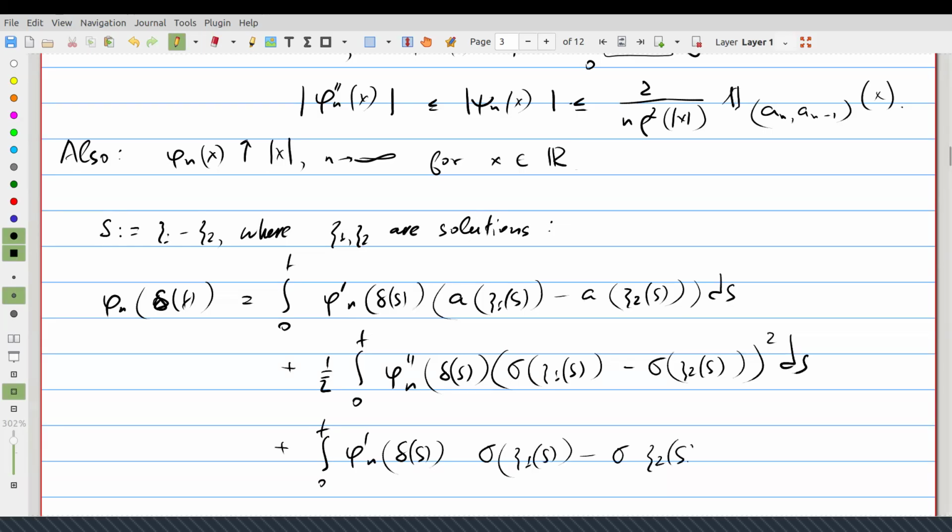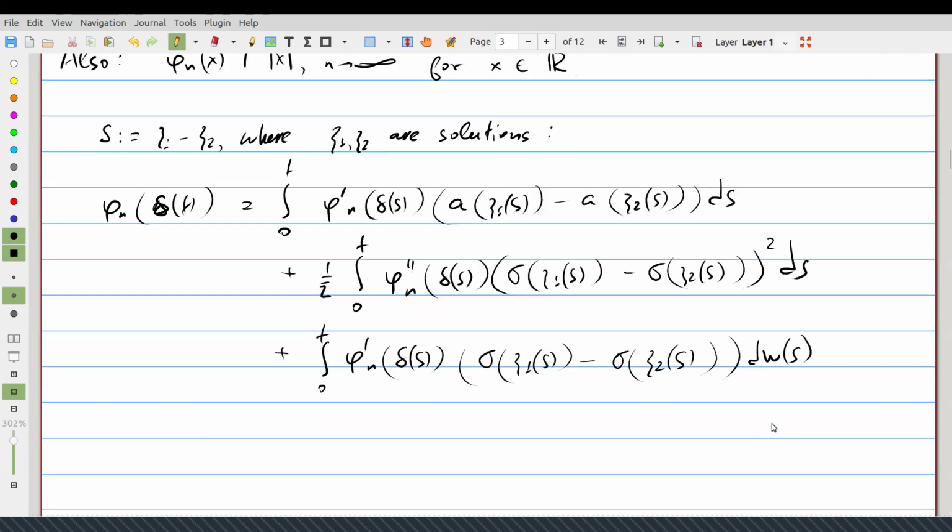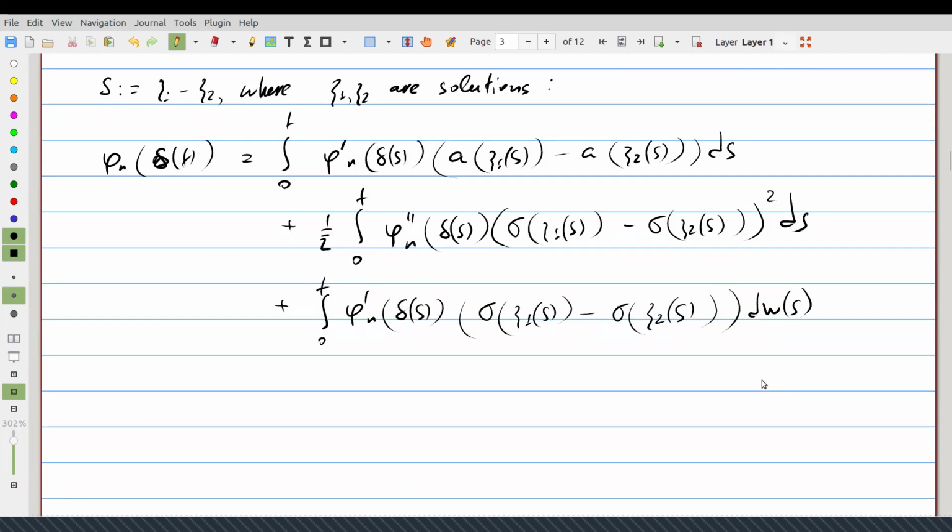So now theoretically you might need to do some localization, but we already know how to do that. Now, by taking mathematical expectation, we actually get rid of this part immediately.